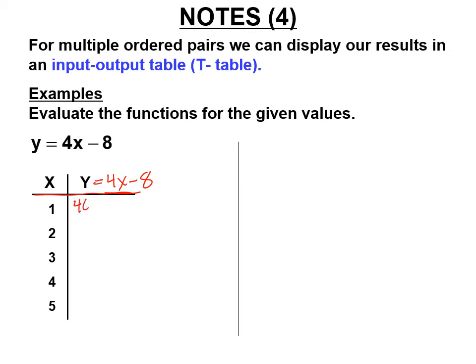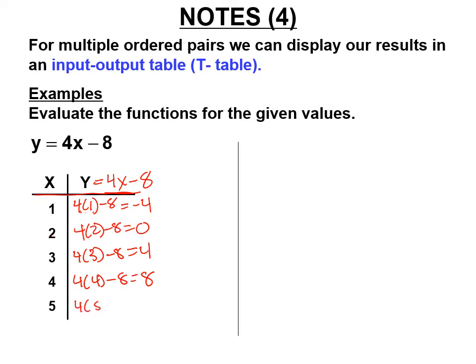So say, right, you could do 4 times 1 minus 8 in your head, but if you couldn't, or you don't want to, you do 4 times 1 right there, which is 4, minus 8 is negative 4. And there's our output, negative 4. You don't have to circle it, though. And then the input of 2 is 4 times 2 is 8, minus 8 is 0. Then 4 times 3 is 12, minus 8 is 4. 4 times 4 is 16, minus 8 is 8. And 4 times 5 is 20, minus 8 is 12.